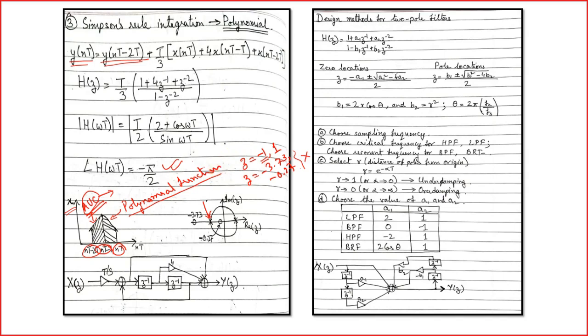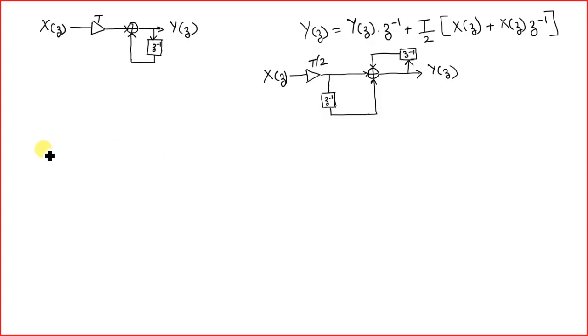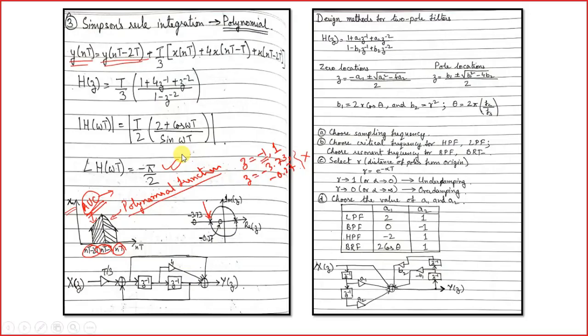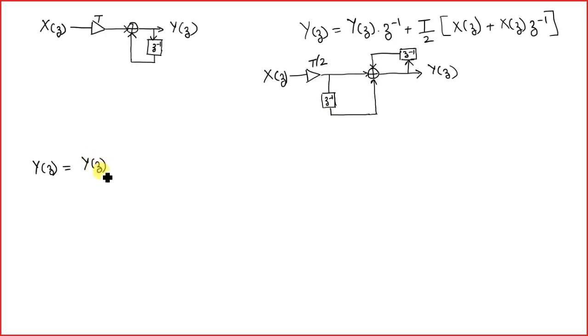Now if we look into the realization of this filter, we can write it down in this fashion: Y(z) = Y(z) multiplied by z^-2 plus T/3 [X(z) plus 4 X(z) into z^-1 plus X(z) into z^-2].